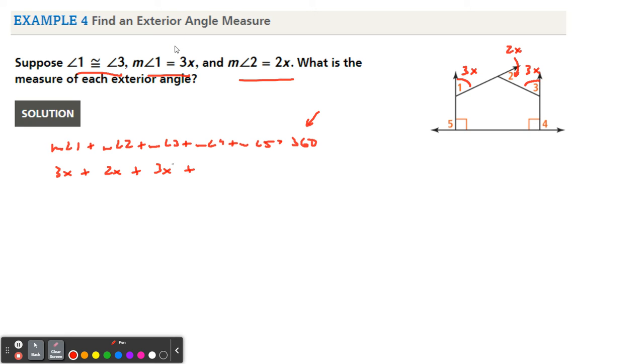Do we know the measure of angle 4? Well, yes, we do. Because the interior and exterior angle are supplementary. If the inside angle is 90 degrees, so is the outside angle. Same thing with 5. So they're both 90. So plus 90 is 360.